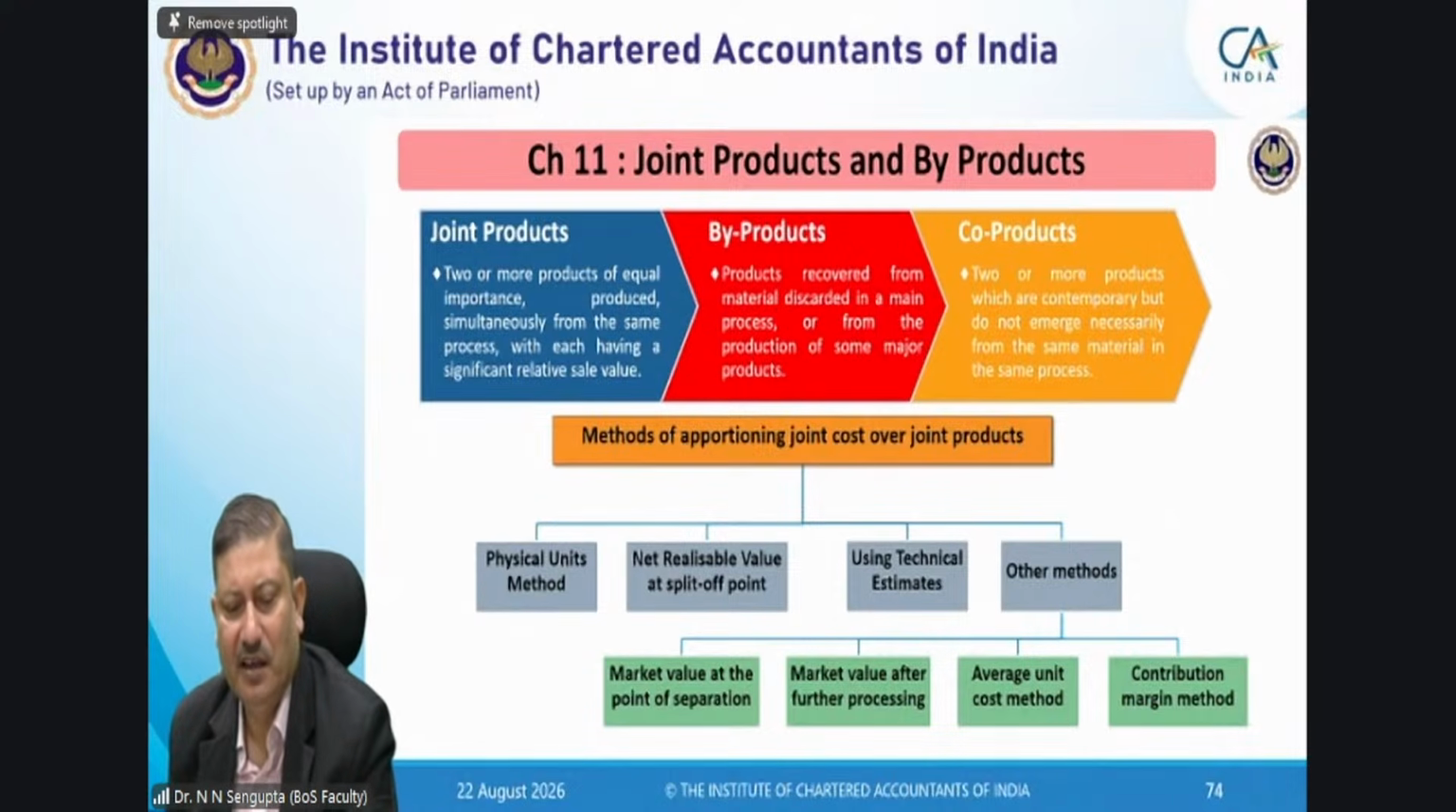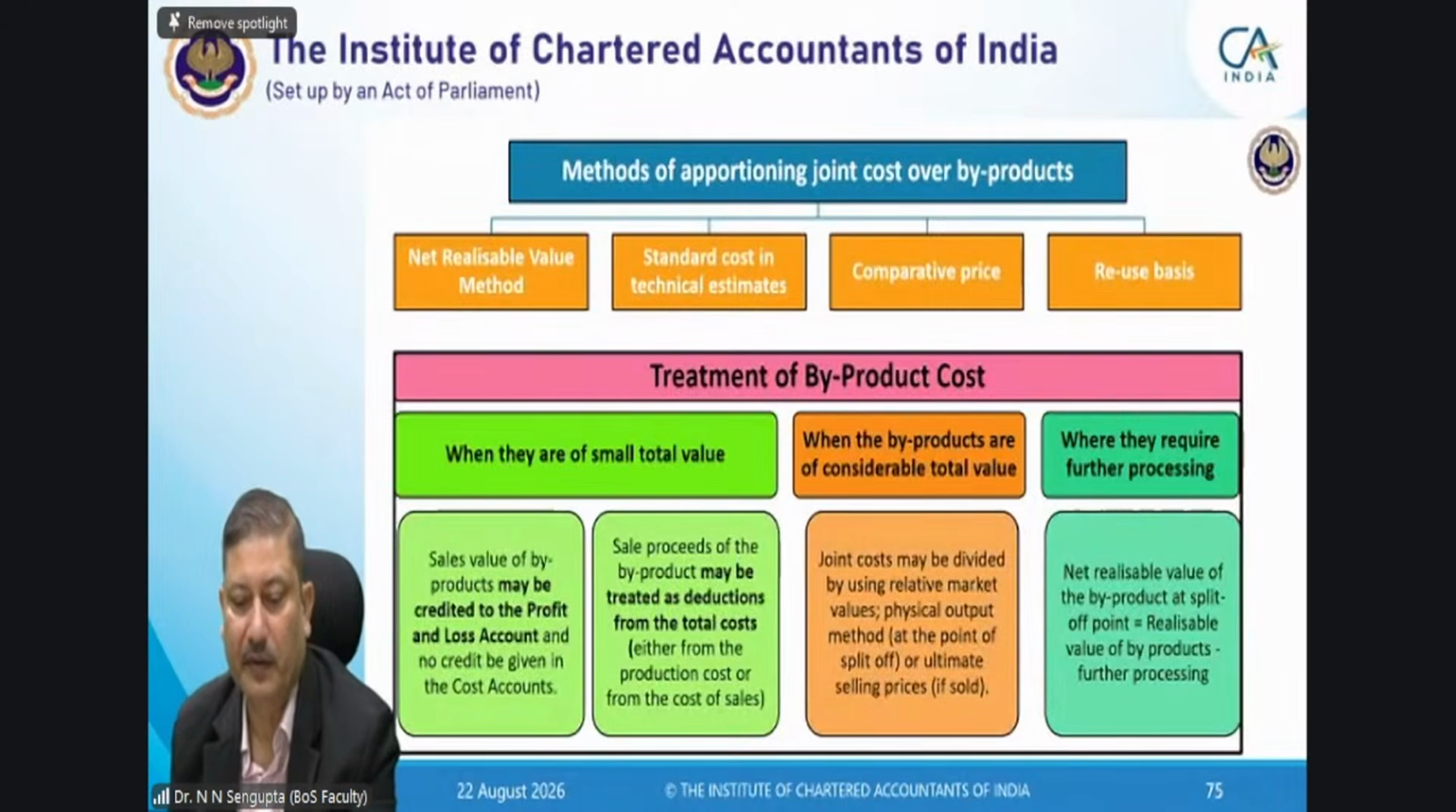So there are various ways of apportioning the joint cost over the joint products: based on physical units, based on net realizable value, and some other ways of doing it, like contribution margin, market value at point of separation. All this you should know very clearly, and particularly if in the question nothing is mentioned about which one to apply, you should be able to apply it judiciously. Yeah, this is the one.